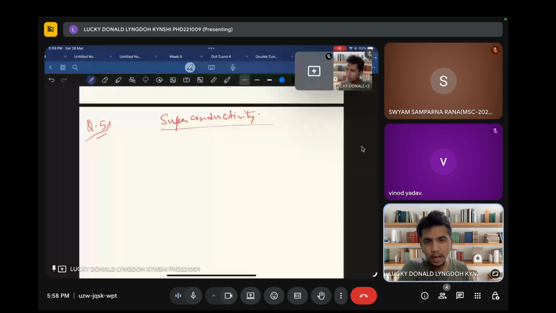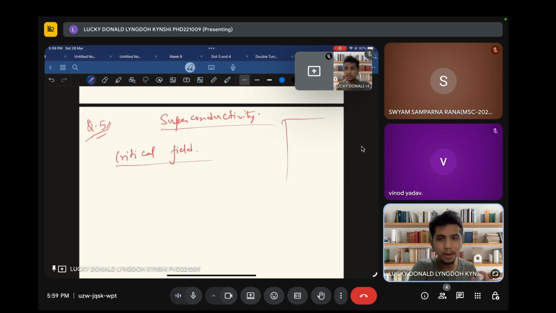If you remember, in your superconductivity classes, there is a concept called the critical field. What is a critical field? The critical field is the value of the magnetic field below which the material behaves as a superconductor. Otherwise, it behaves as a normal material. Or you can also call it the critical temperature. Below the critical temperature, the material behaves as a superconductor, and above that critical temperature, the material changes into a normal conductor.